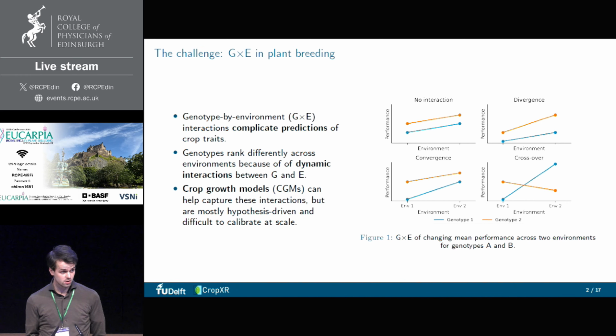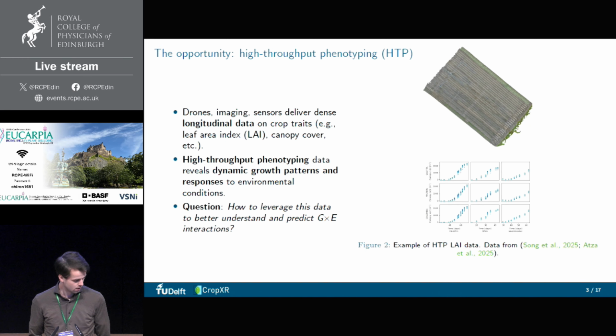And one of the ways to overcome this is to use crop models, but as was pointed out yesterday as well, it's quite hard to use these models, also because they rely on very specific hypotheses that are not always true, and not all dynamics are captured in those processes. So the question is, is there something else that can help us to disentangle the GxE interactions?